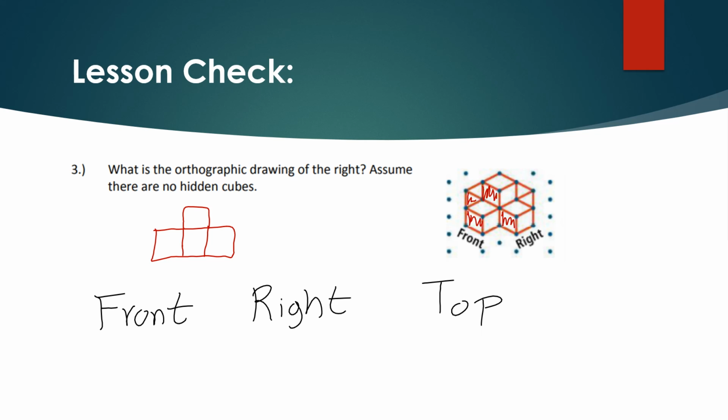From the right, it's going to look the same. We have a square, and a square, and then one in the middle. So the right view looks basically the same. And then the top view, on the top, it looks like we have a cross almost. So it's going to be something along the lines of this. So that would be our front, right, and top views, because there are no hidden blocks here.